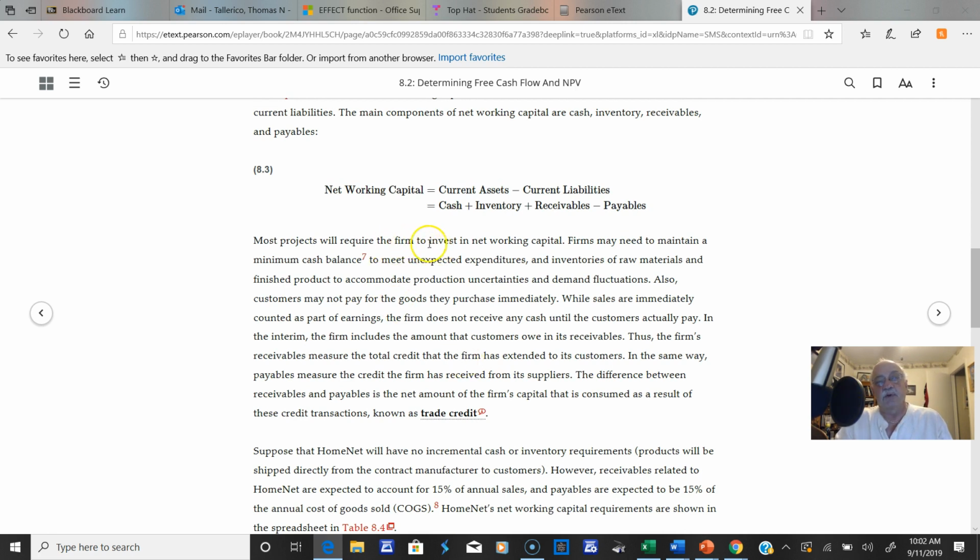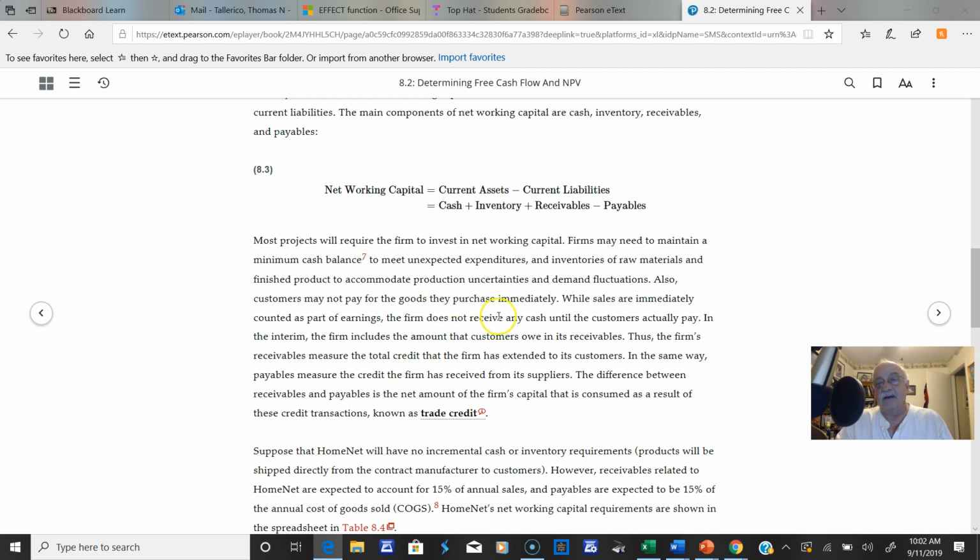So most projects will require any company to invest in net working capital. So I just want to read this to you. Firms may need to maintain a minimum cash balance to meet unexpected expenditures and inventories of raw material and finished products, to accommodate production uncertainties and demand fluctuations.